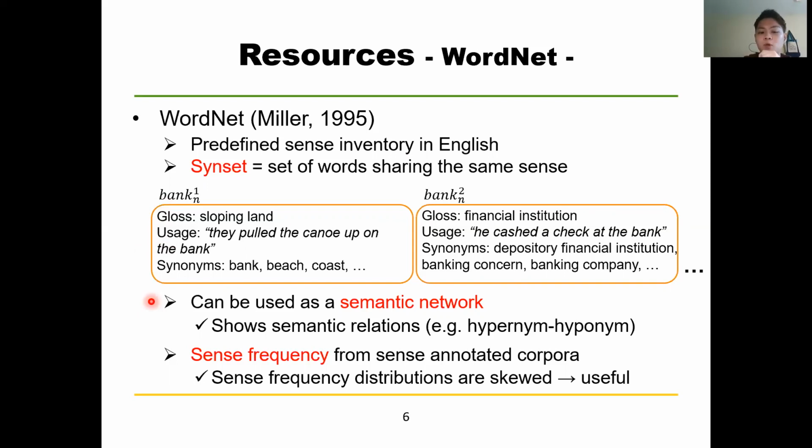WordNet is not just a simple sense inventory like a simple dictionary. It can also be used as a semantic network, which shows semantic relations among synsets, like hypernym-hyponym relations. It also contains sense frequency information, which is originally derived from sense-annotated corpora. Such information is very useful, and most WSD systems take advantage of it because sense frequency distributions are very skewed.